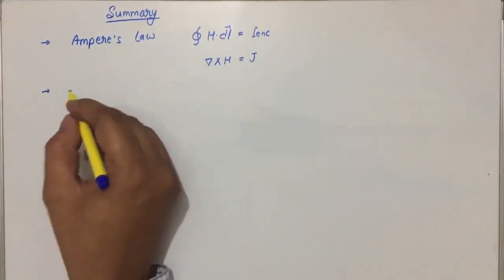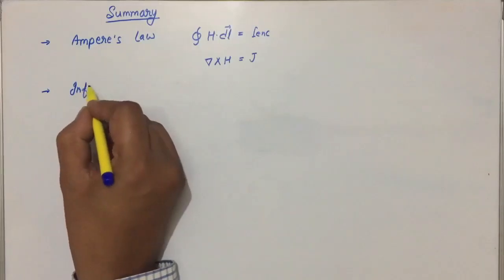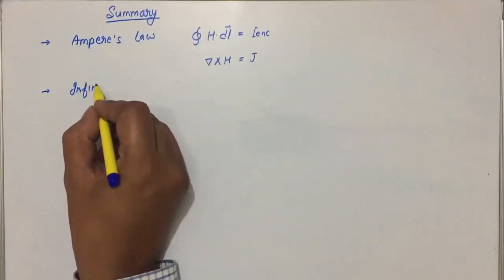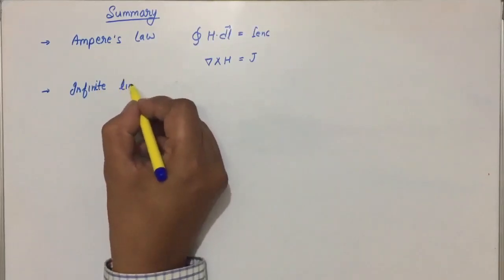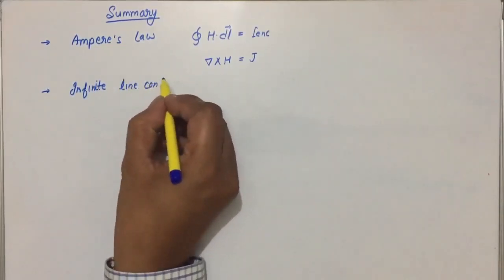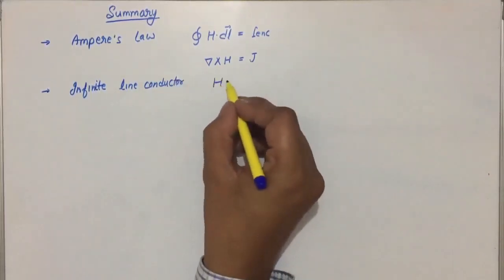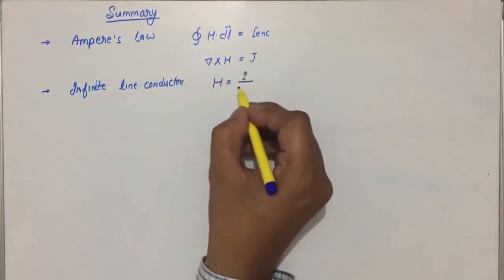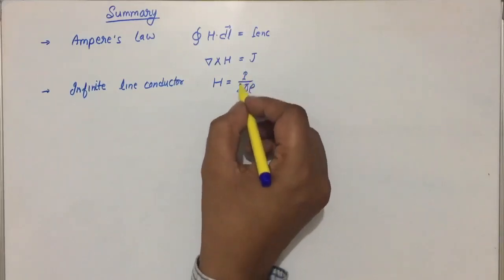Next that we discussed was, in case of an infinite line conductor, the magnetic field intensity at any point was equal to I by 2 pi rho, where rho was the perpendicular distance from the point to the line conductor.